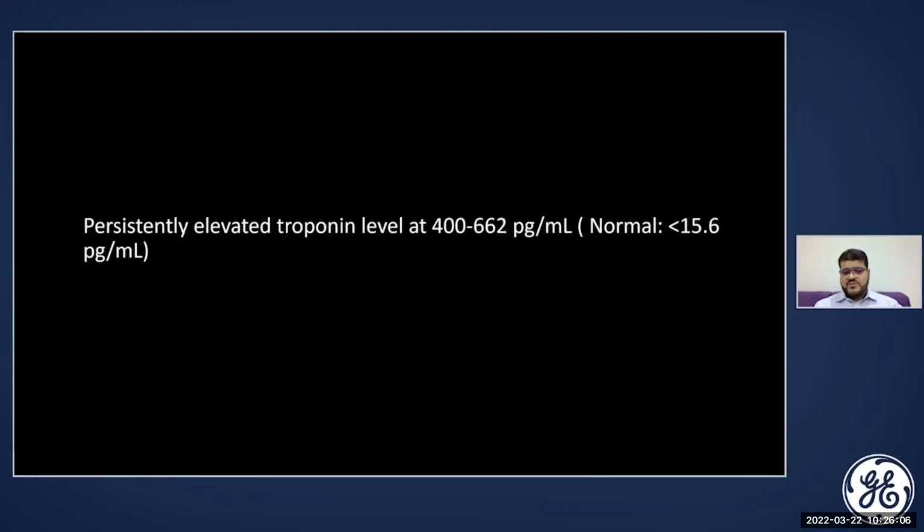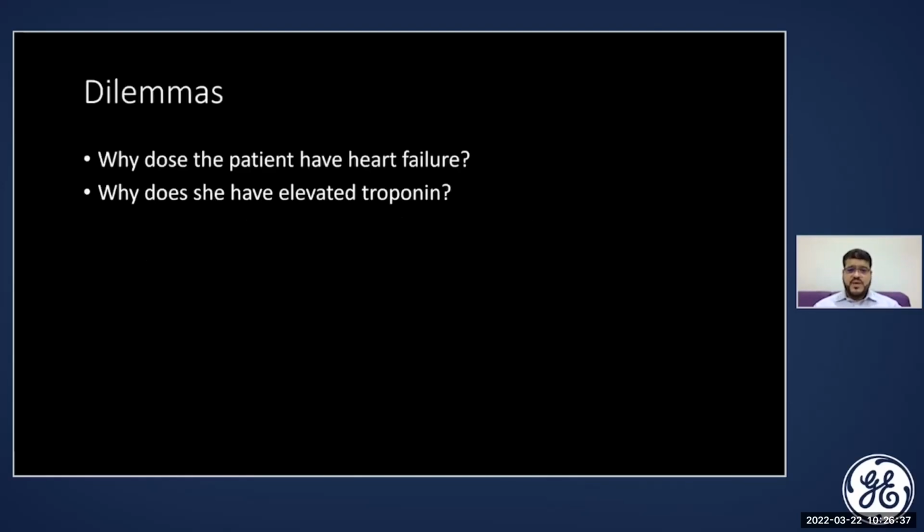And what we discovered was that she had persistently elevated cardiac troponin level at 400 to 650 picogram per milliliter. And I would like to remind our audience that the normal value in our hospital is less than 15.6 picogram per milliliter for females, which again kept us puzzled. Why would a patient with no evidence of any myocarditis or coronary artery disease remain with elevated cardiac troponin? So the dilemmas that we faced were, why does the patient have heart failure? And then the second question is, why does the patient have elevated troponin?